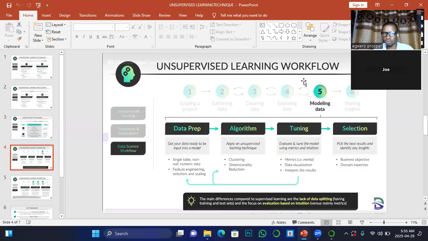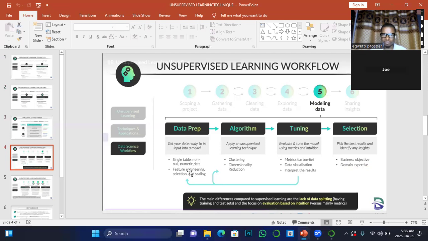Okay, so the unsupervised learning workflow. Now here we are looking at what? Data prep. So practically this is how we are going to be going. We are going to start with data preparation, and then we'll be deploying so many things. We will get your data ready to input into what? A model. And how are we going to do that? We are going to use a single table, and we're going to make sure that there are no null values, which means that what? No missing value. We are going to make sure that all the values are converted to numbers, integers.